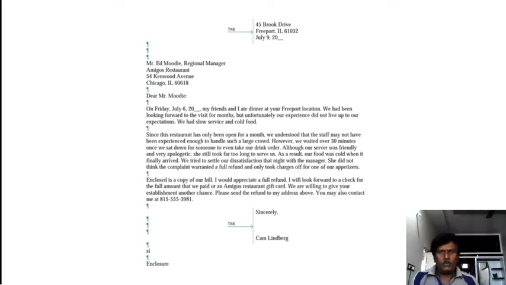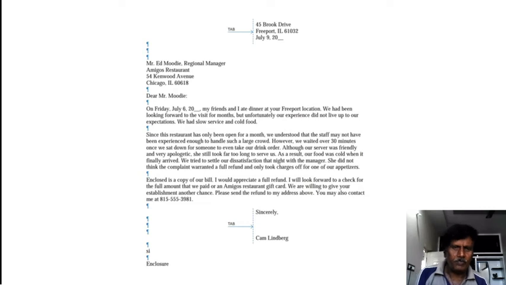Then here is an example of a modified block letter. Here the address is written in the center of the letter, like 45 Brock Drive, Prozip number 6103, June 2020. Like that, the address is written in the center place of the letter in this style. Thereafter, after double line spacing, the inside address is written in block style, at the left side margin of the letter. According to the example, Mr. Ed Moody, Regional Manager, Amigos Restaurant, 54 Kenmore Road, Chicago. It is the inside address of the letter.